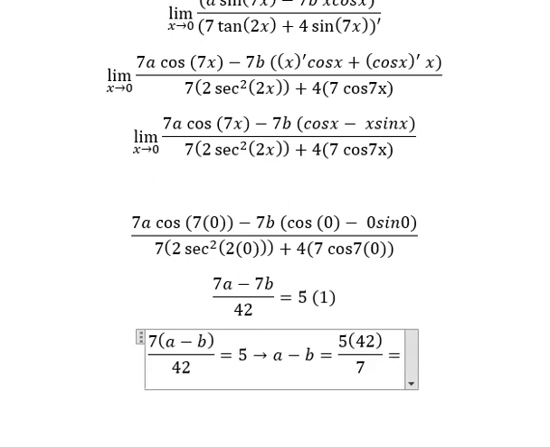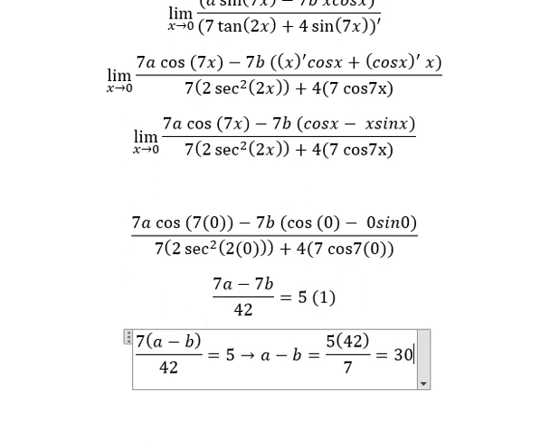And this one we have 30. And this is the final answer.